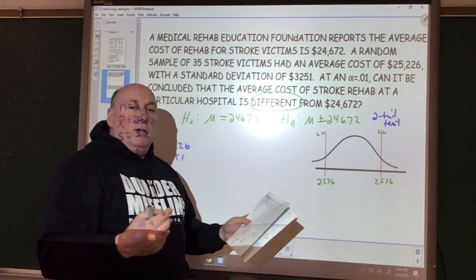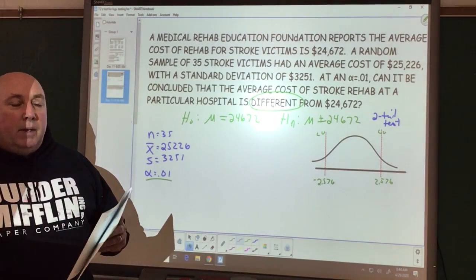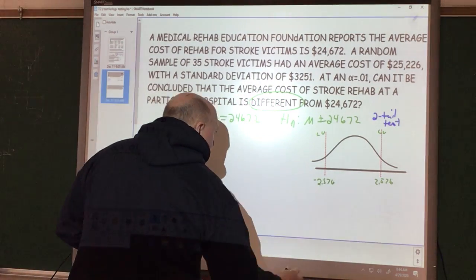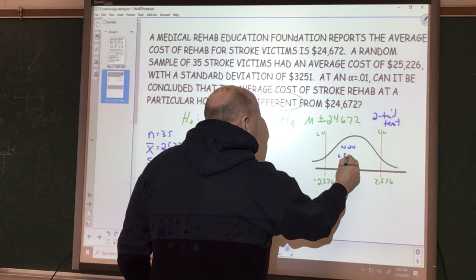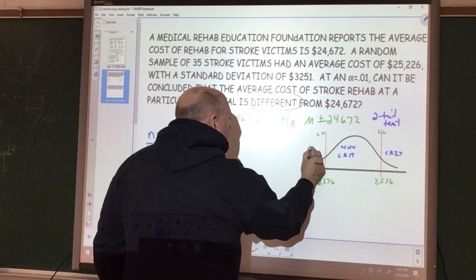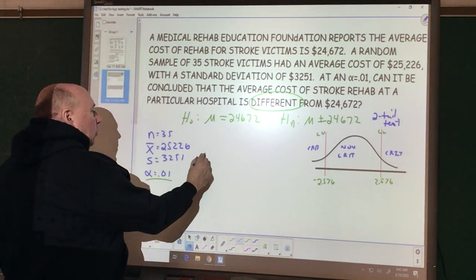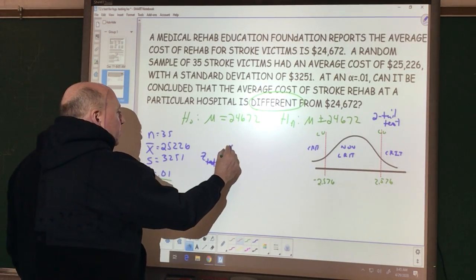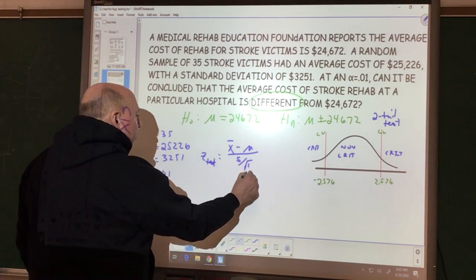And because of the symmetry idea, we have one that's going to be positive, one's going to be negative. The left side's going to be negative. This is critical, or this is non-critical. This is critical and critical. So we now do a z-test score, which is x bar minus mu divided by standard deviation over square root of n.